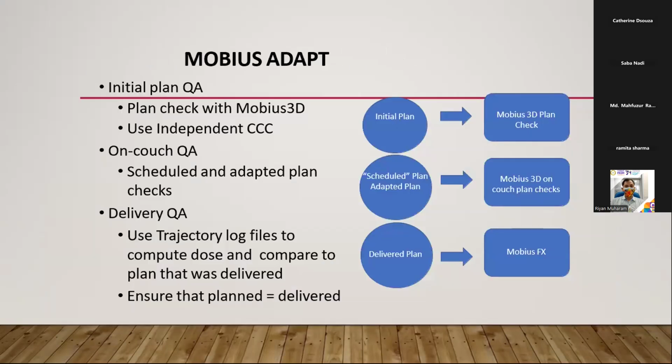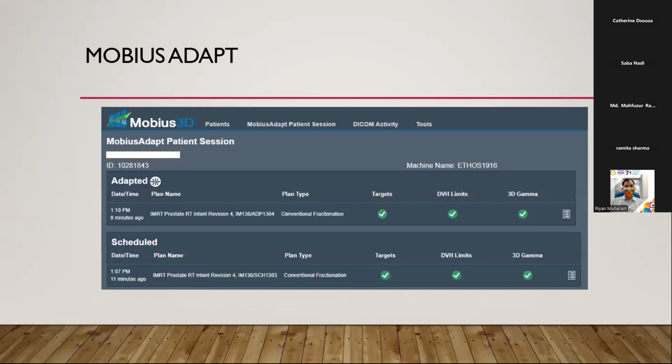Mobius has all the information regarding your initial plan and the adapted plan, and it will take the new adapted plan data. It will again recalculate everything and give you the value of the gamma indexing. Once the plan is delivered, Mobius will use the trajectory log files, compute the dose, and compare it to the reference plan with the delivered one. So it ensures that the new plan you have made is matching with the delivered one.